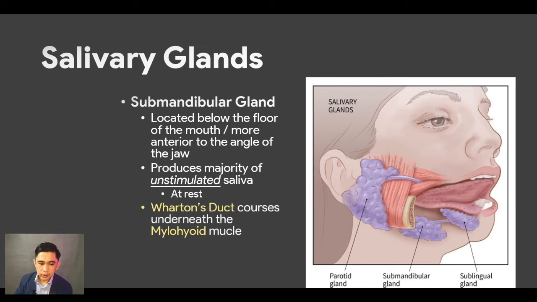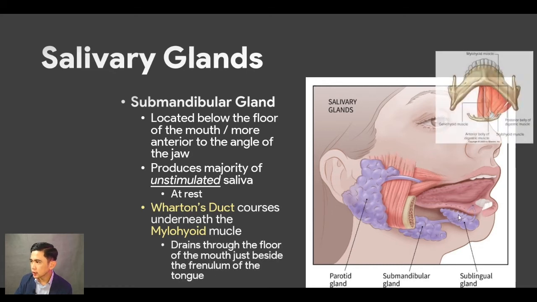The submandibular gland also has a duct. We call it the Wharton's duct, and it courses underneath the mylohyoid muscle. This is the submandibular gland. This is the Wharton's duct. It courses to the mylohyoid muscle. The mylohyoid muscle is actually one of the muscles that forms the floor of the mouth. Our mouth has a floor, no? There should be a floor there. Otherwise, our tongue will just fall down. So this is the mylohyoid muscle. Just beneath that is the submandibular gland and the Wharton's duct.